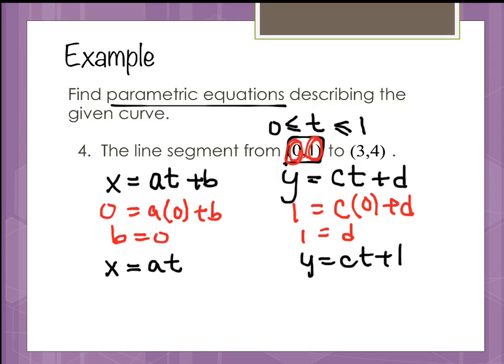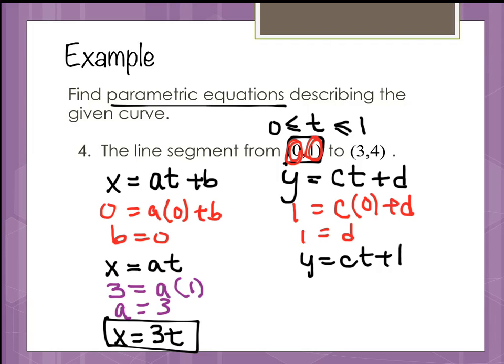How in the world now am I going to find a and c? Use the other point. So what am I going to write down over here for x equals? What's going to go in the places? 3 for x and 1 for t. I get to pick, so 1's a nice number to pick. Agreed? But if you picked 2 or you picked 3, it wouldn't be wrong. It'd just be another set of parametric equations that would still work. So here I found out now that a is equal to 3, which means one of my parametric equations is going to be x equals 3t.